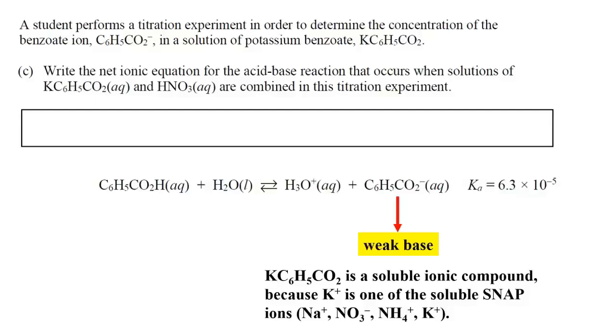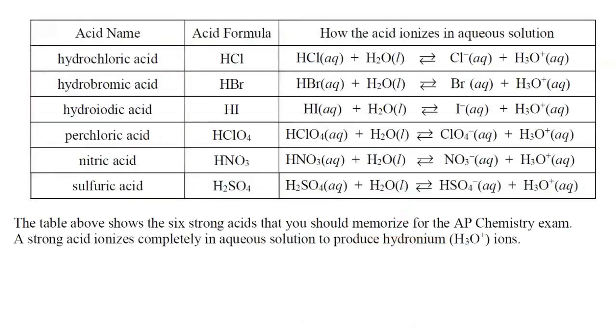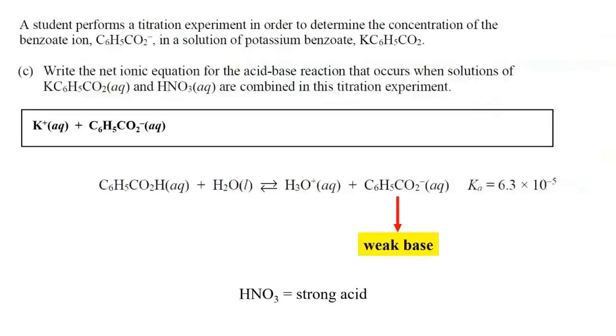So what I'm going to do is split up the formula of potassium benzoate into K+, and then the benzoate ion is C6H5CO2-. So don't forget to include the charges on your ions. Now, since nitric acid, HNO3, is on your list of the 6 strong acids, then we are going to split that up as well into H+ and NO3-. So there's H+ and NO3-.